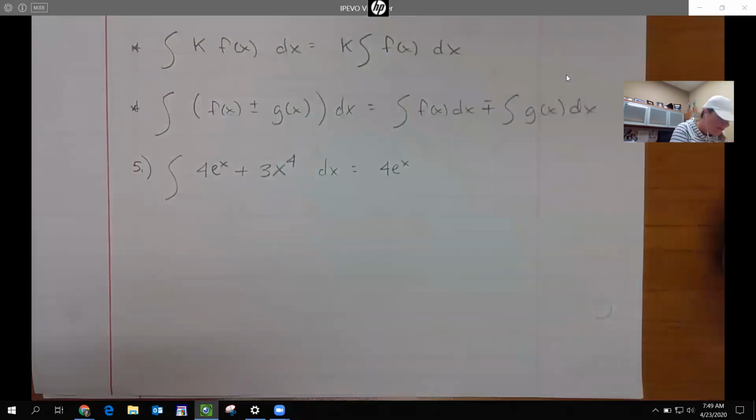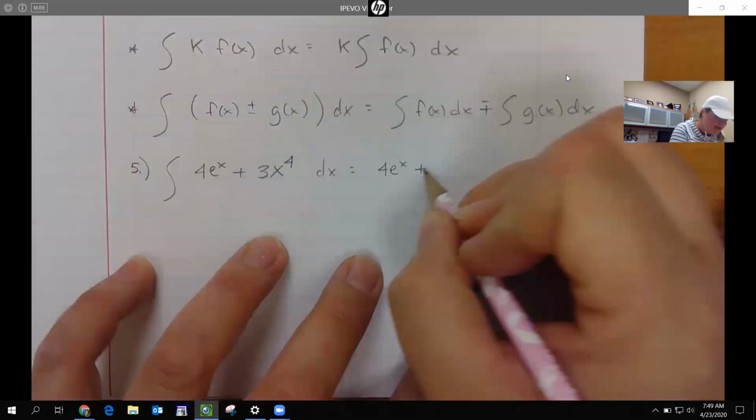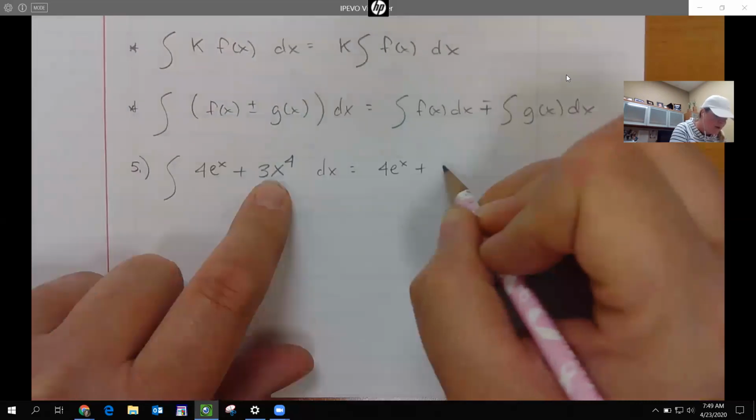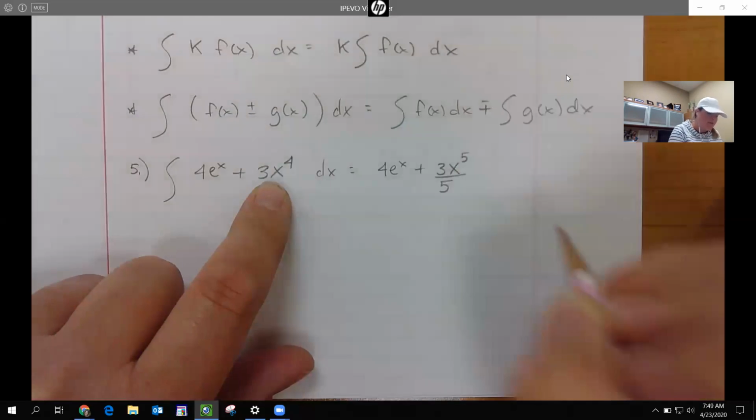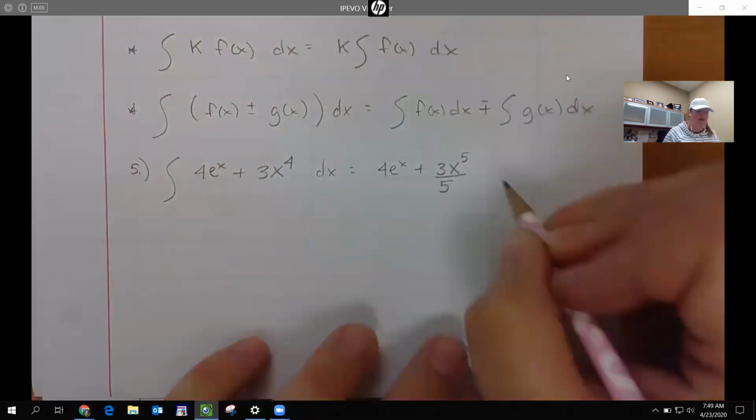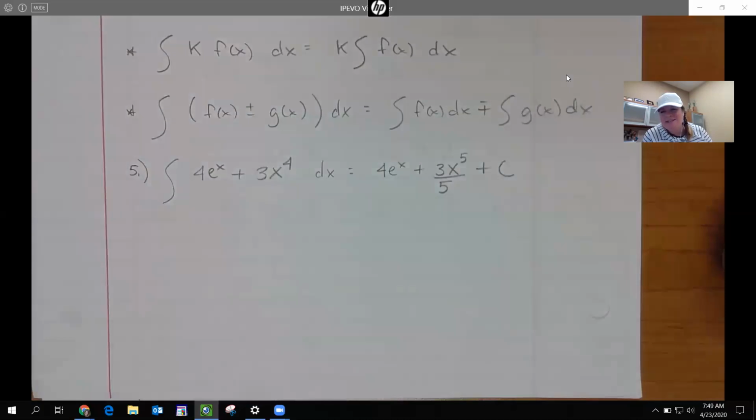And then we would have plus, what would this one become? Well, you keep the 3, x, add 1, dividing by that same number, plus c. So I mean, it's silly to, not silly, we have to write down that rule, but it's something we've been doing for a while with the derivative, so it seems like we should know that.